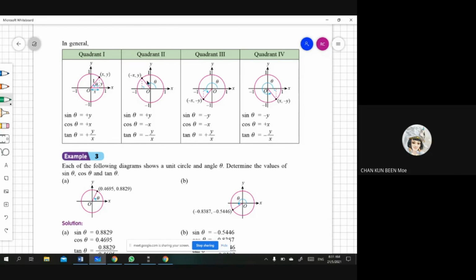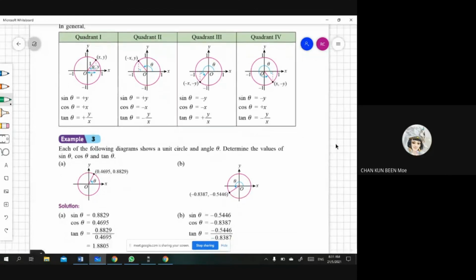So in this one, S positive, the rest negative. Third quadrant, A, S, T, C: T positive, the rest negative. And the last quadrant, cosine is positive, the rest negative. So you get it, class? Yes. Okay, we move on to example 3.